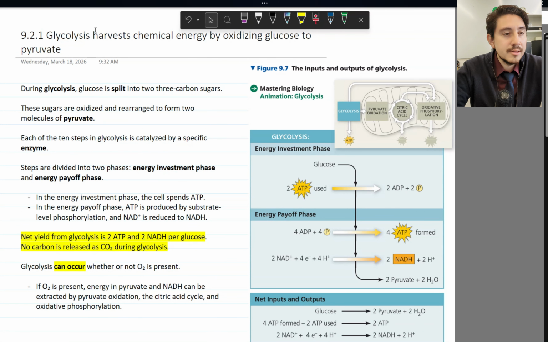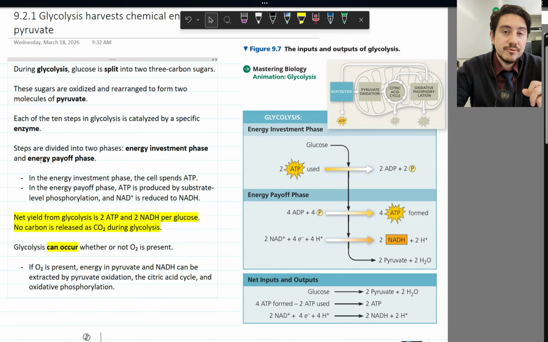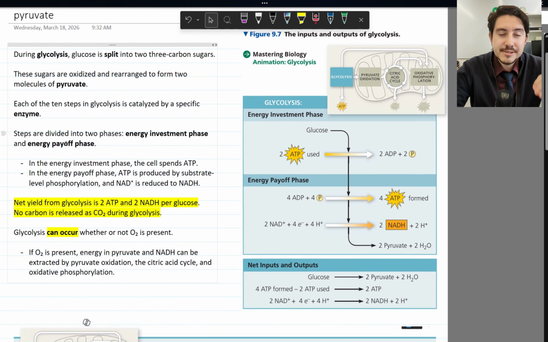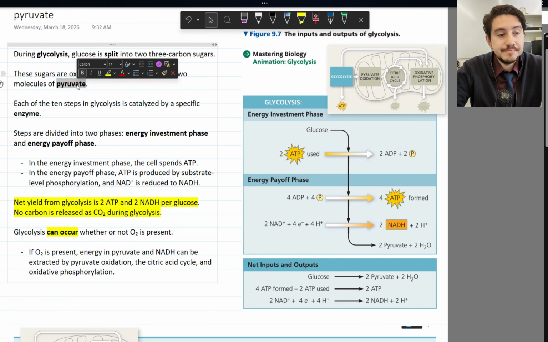Let me zoom in a little bit here. So 9.2, this is: glycolysis harvests chemical energy by oxidizing glucose to pyruvate. That's the main thing you need to know here, the formation of pyruvate. So during glycolysis, remember you have glucose. Glucose is a 6-carbon compound. So you're going to split it in half into 3-carbon sugars. That's the main goal we're going to see there.